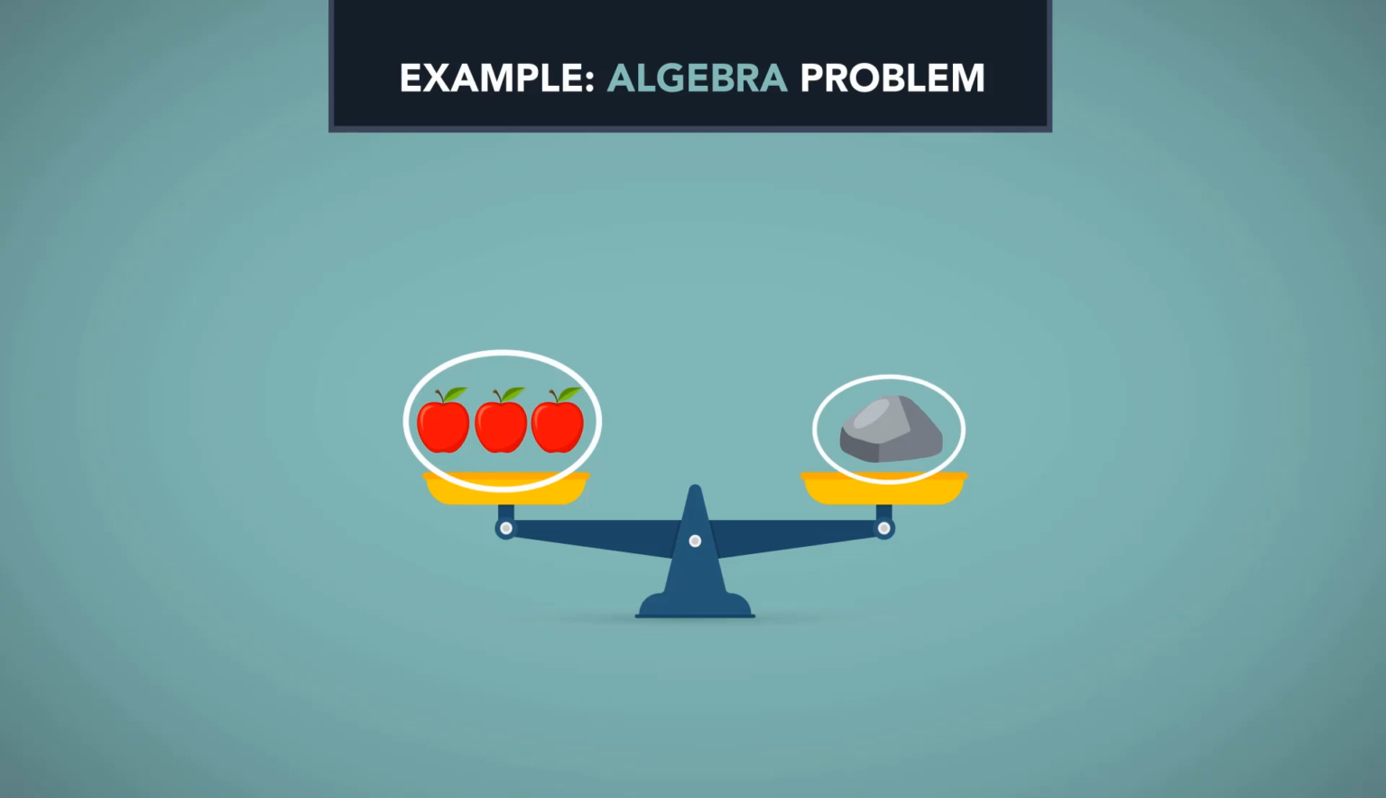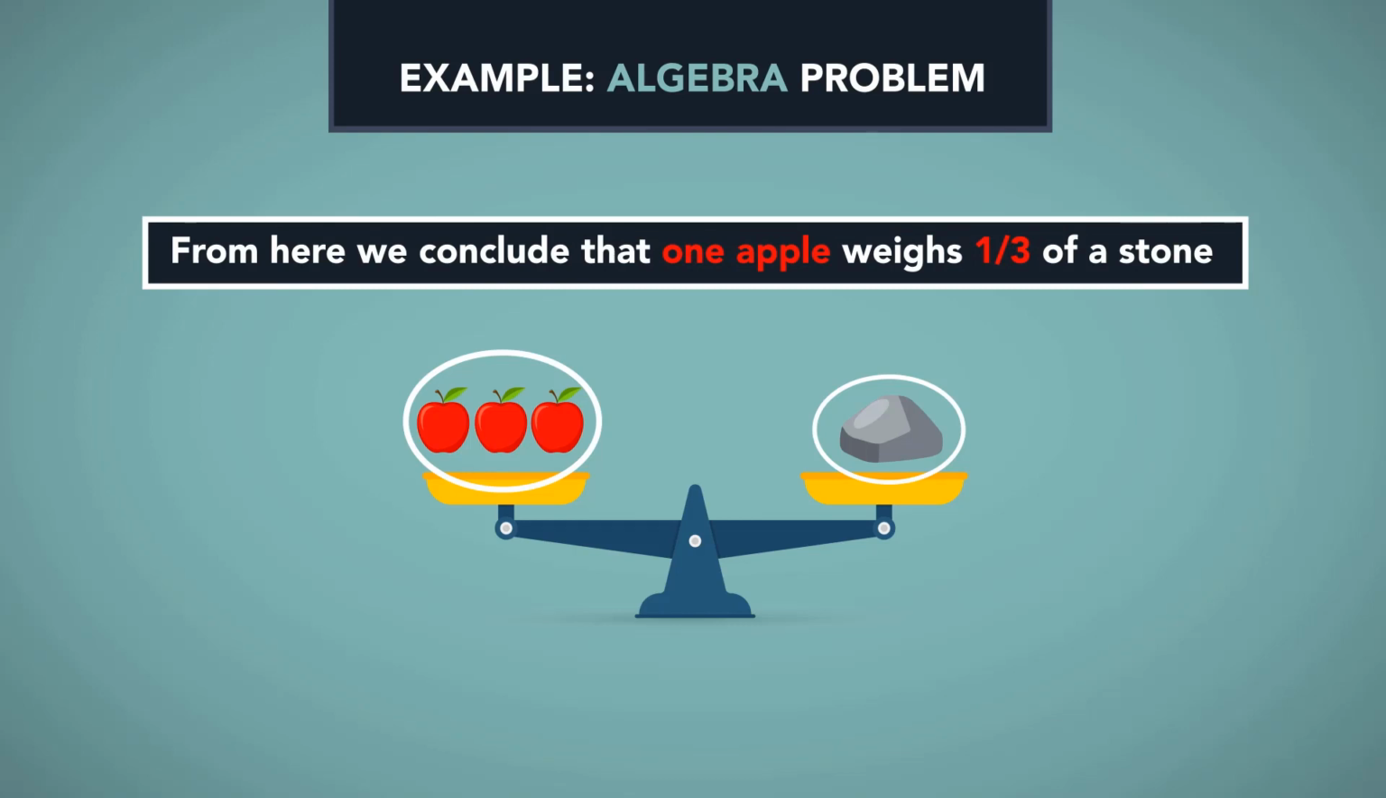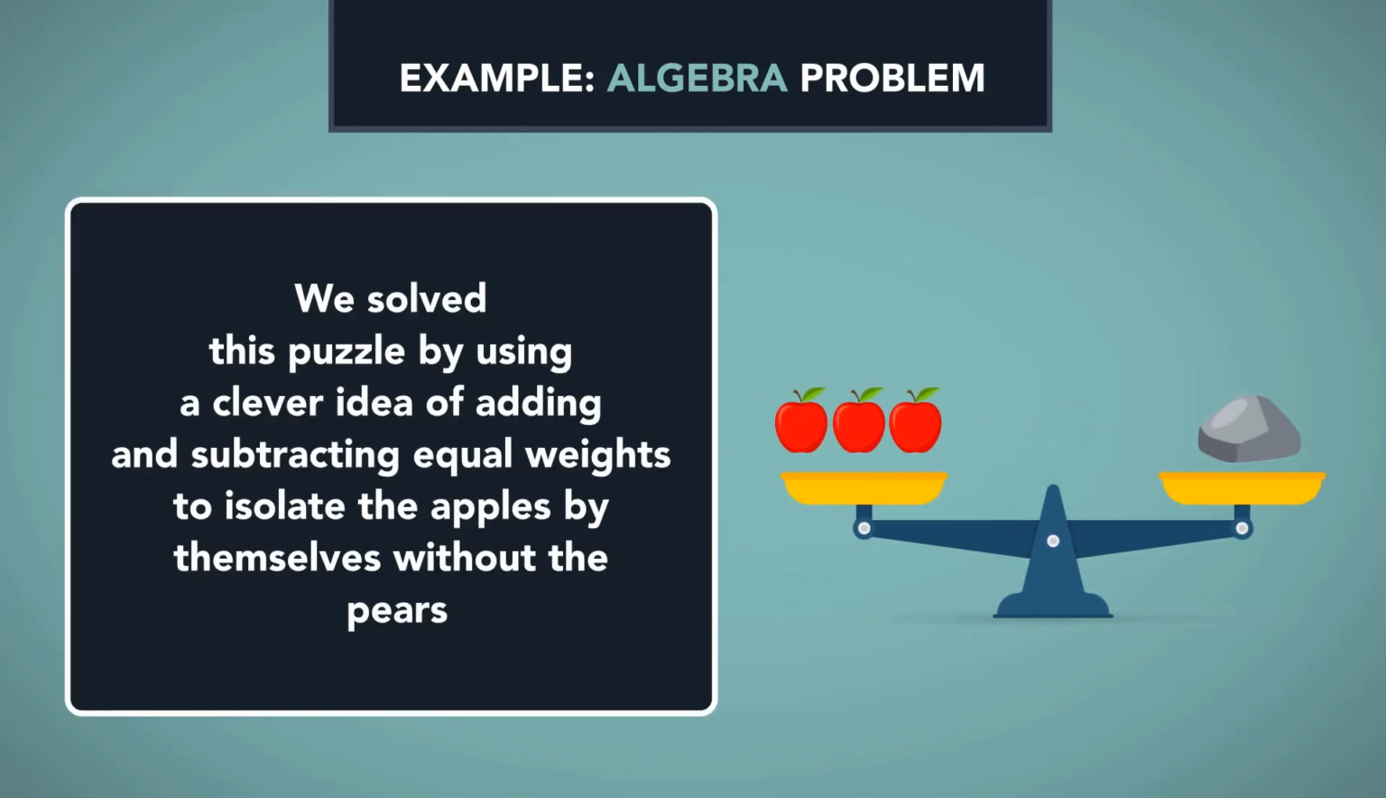Therefore, we are left with 3 apples on the left side of the scale and 1 stone on the right side of the scale. From here, we can conclude that the apple weighs 1/3 of a stone. We solved this puzzle by using a clever idea of adding and subtracting equal weights to isolate the apples by themselves without the pairs. We didn't guess the answer. We were able to deduce it, almost like a detective in a mystery, from the information that we had available.